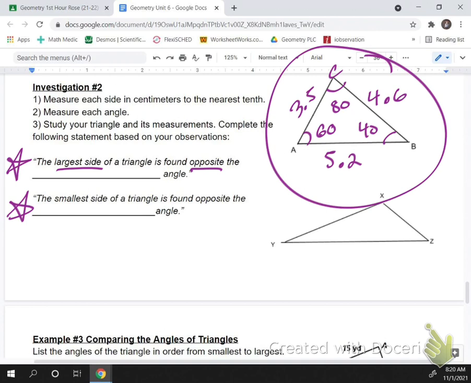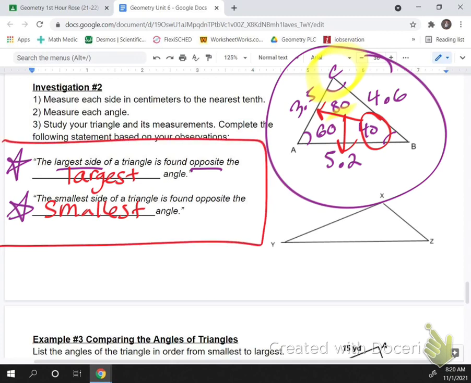Watch, look at this. C is 80. The largest side is 5.2. The largest side is found opposite of the largest angle. The smallest side of the triangle is found opposite of what? The smallest angle. 40 is my smallest angle. 3.5 is my smallest side. Make sure you have that written down.